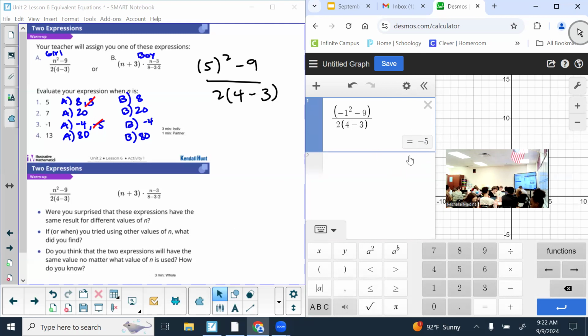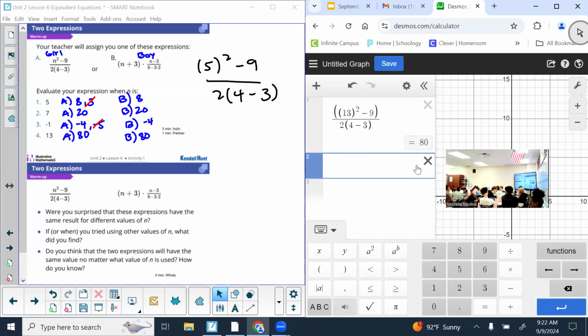Okay, that's why it's important. Anytime you plug stuff in, use parentheses so you get the right answer. And then the last one we plugged in was 13, and that's where I get the 80. Okay, so easy. All you have to know is how to type it in, and then you can get all your answers. Questions on that?